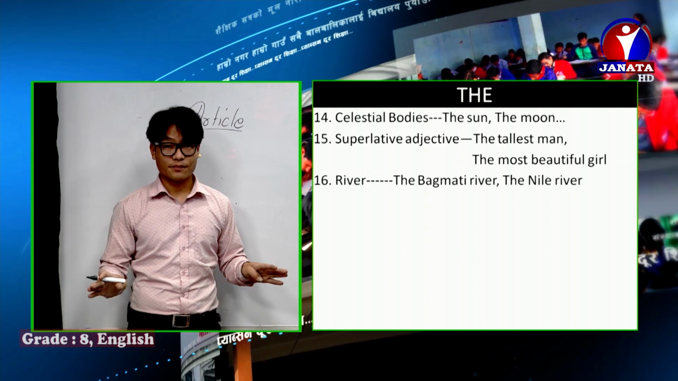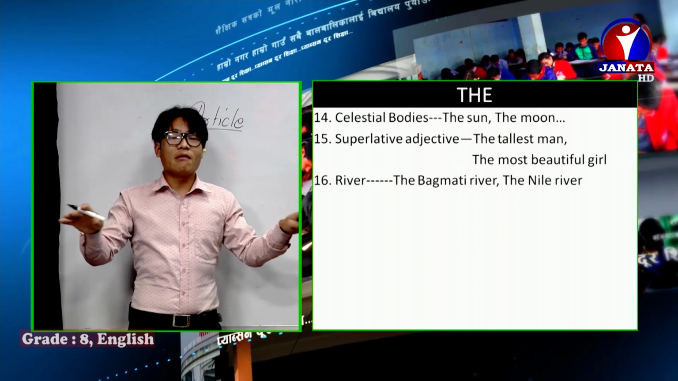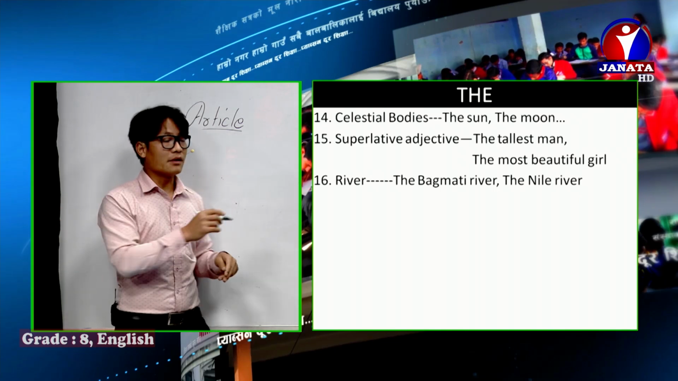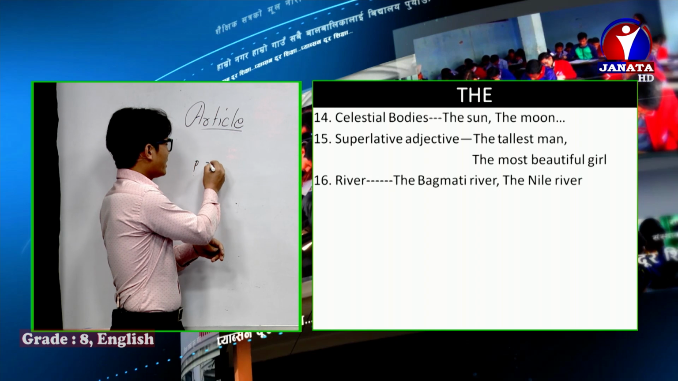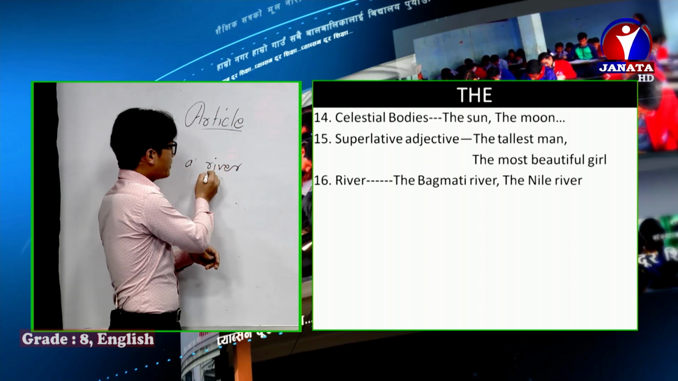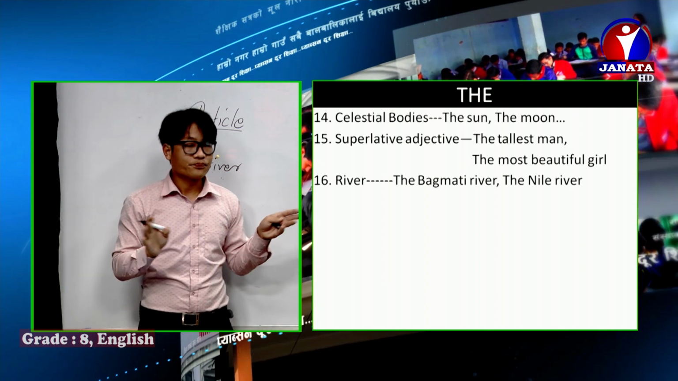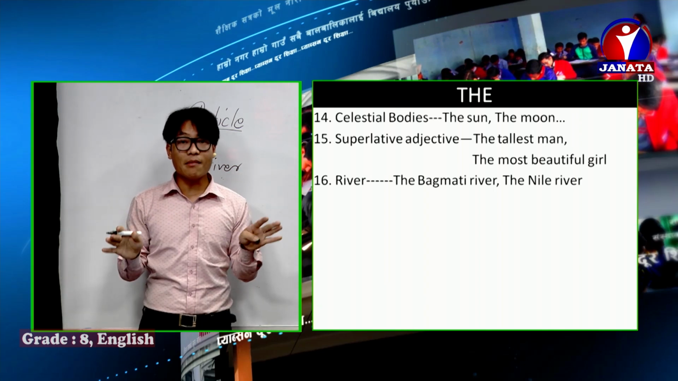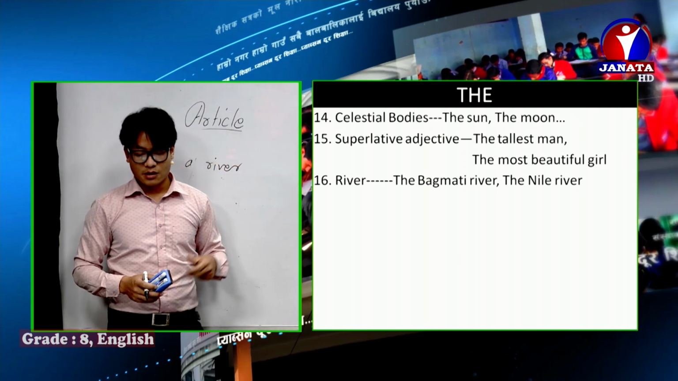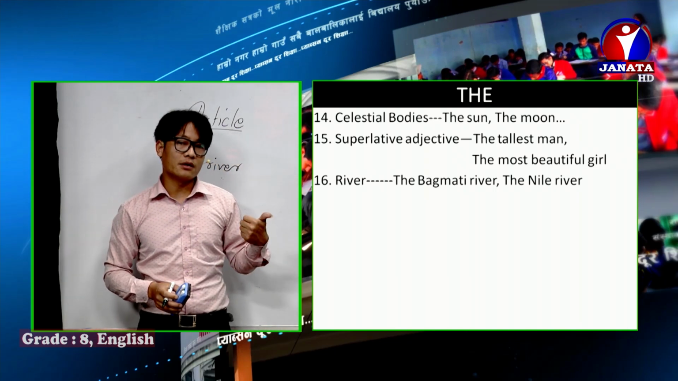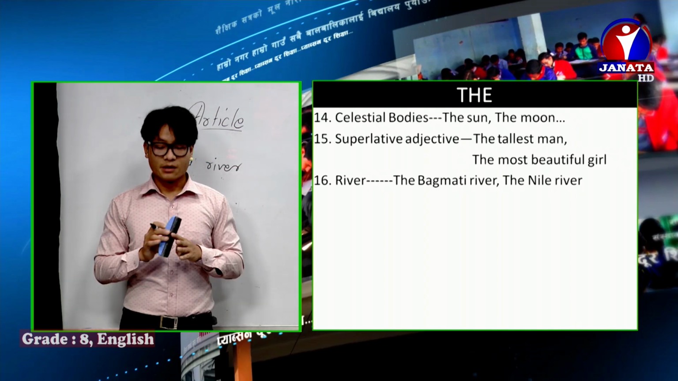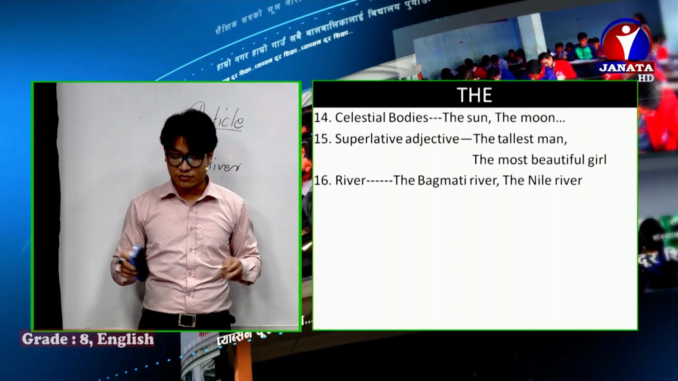And there is a river. With all the names of rivers, we should use the article. But if there is only the word river, R-I-V-E-R, then we should use a river. But when there is a name of a river, like in the examples Bagmati River, Nile River, then with this name of the river, we should use the article: the Bagmati River, the Nile River.